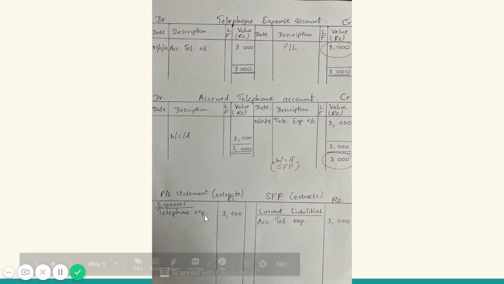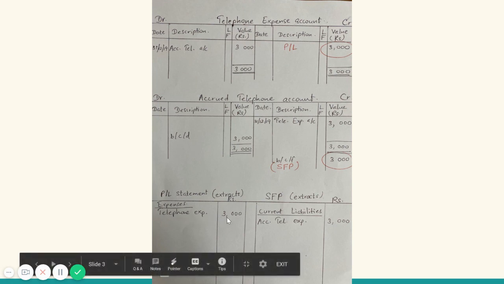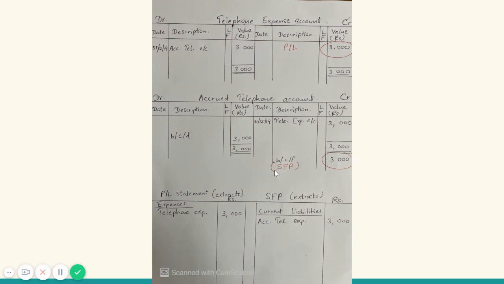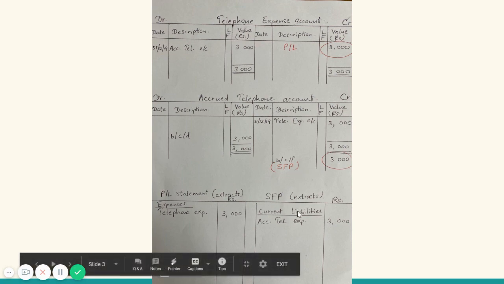In the profit or loss statement, the full amount will be accrued, and the accrued telephone account, once you balance the account, there will be a credit balance brought forward or carried forward of 3,000. That will be shown under the current liabilities as accrued telephone expenses.